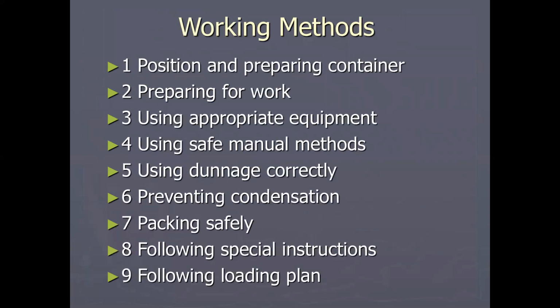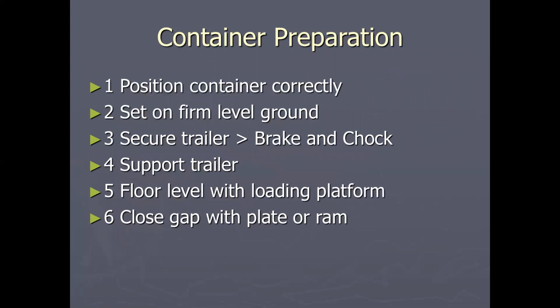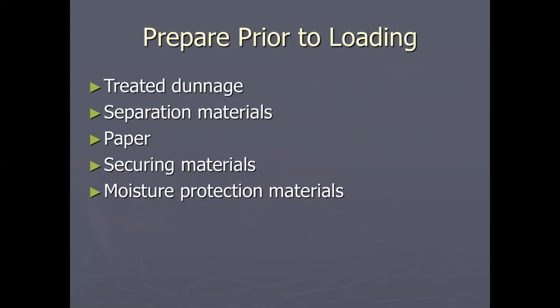Next, a working method. First of all, we prepare the container. Second is preparing for work. This is when we prepare dunnage, separation materials, paper, securing materials like chains, blockings, friction nets, corner protection, integrated working straps, and moisture protection material.